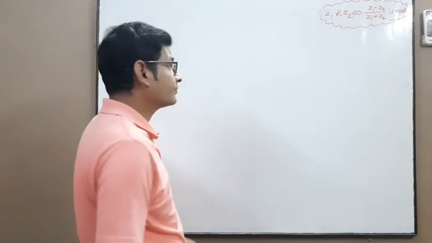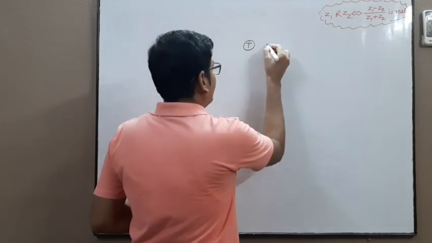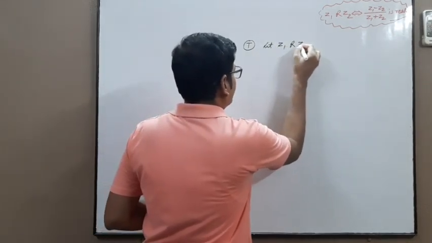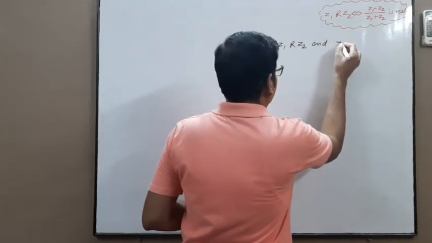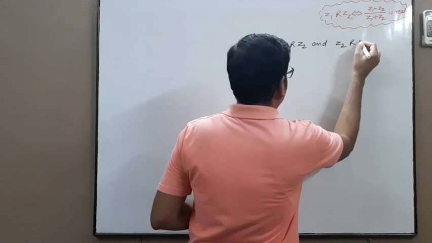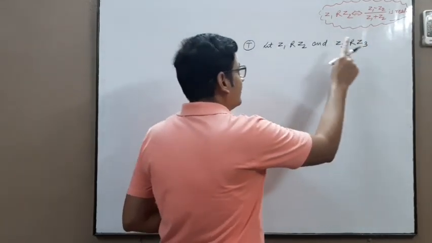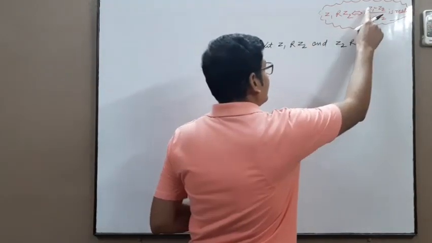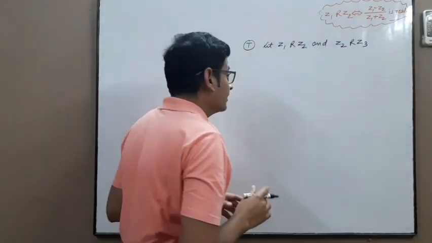For transitive, let Z1 be related to Z2 and Z2 be related to Z3. Then we have to show Z1 is related to Z3. Means we have to show (Z1 - Z3)/(Z1 + Z3) is a real number.